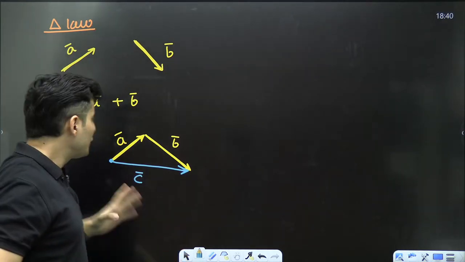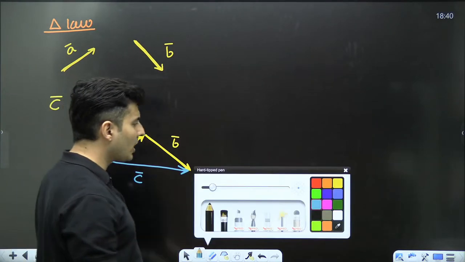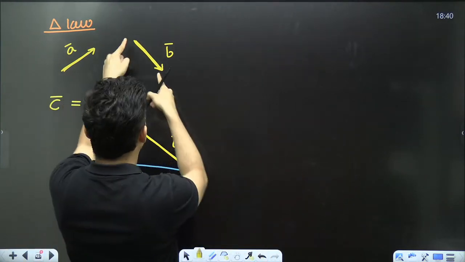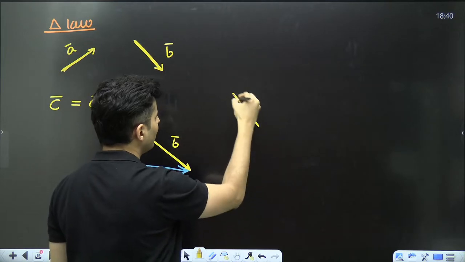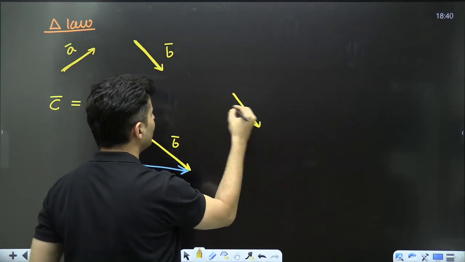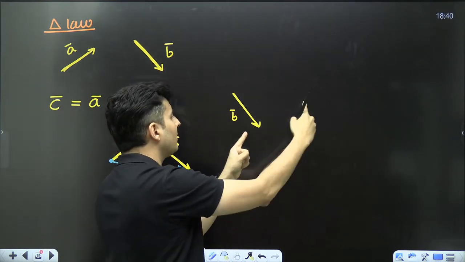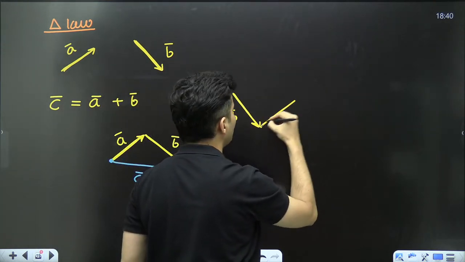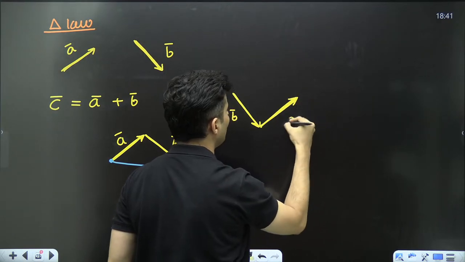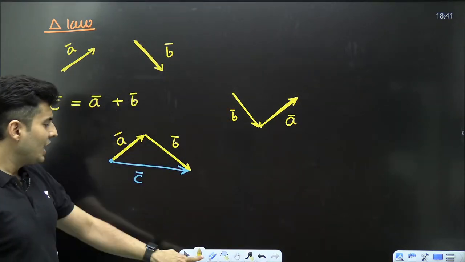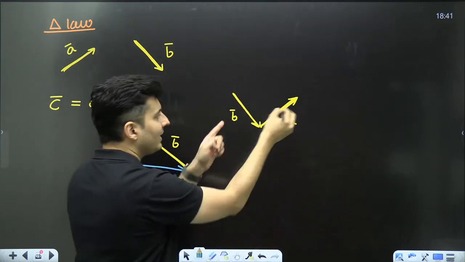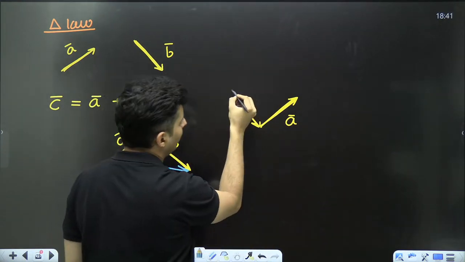Some of you will be like, sir, what if I take B first? Okay, no issues, guys. Let's say I took vector B first. Then I take vector A. Okay, slide it. I start here, end here. So I should start from here and I should go over here, right? So this is basically your vector A. Correct? So the missing side of the triangle is over here, and I draw it like this.